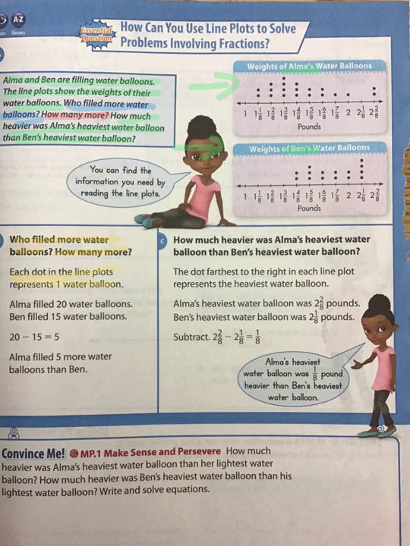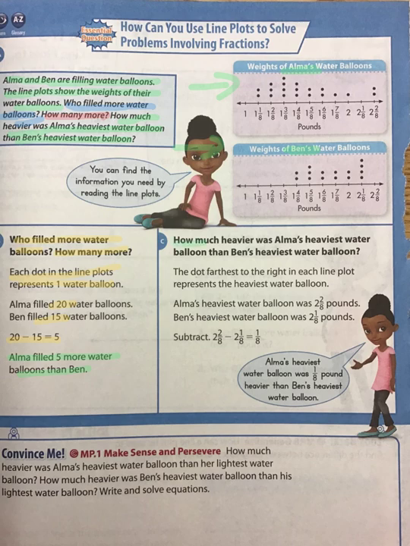If you count up all of Elma's balloons, all the dots, you will come up with 20. And if you count up all of Ben's, you will come up with 15. So in this problem, we need to subtract. 20 minus 15 equals 5. Therefore, Elma filled 5 more water balloons than Ben. Now let's answer the next question.